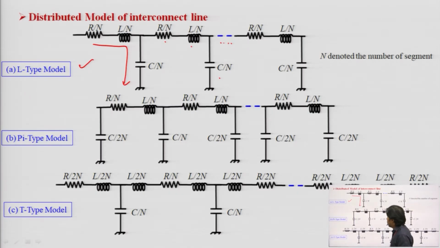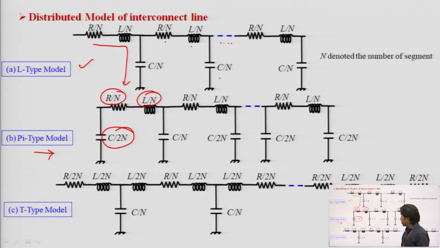Clear. Similarly, for the pi type model, you have to observe carefully when you have a distributed circuit. At that time, this will be R by n, L by n, but here you have C by 2n, okay, C by 2n. Here also we have one more capacitor, C by 2n and C by 2n, but if you add both, you will have only C by n. That is why I have written directly C by n, right. Clear. So be careful while using these values.